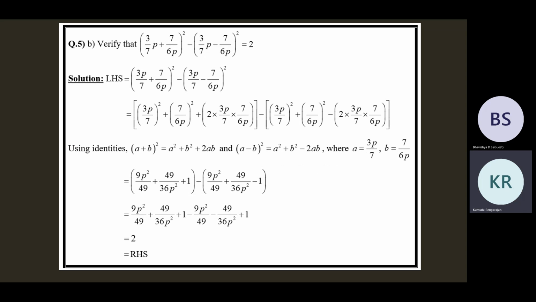And here I've used the two identities. Now this one looks like a plus b, the whole square. And this one looks like a minus b, the whole square. So we expanded using the identities. So this is a squared plus b squared plus 2ab and a squared plus b squared minus 2ab.